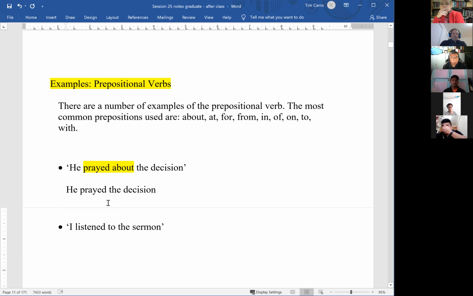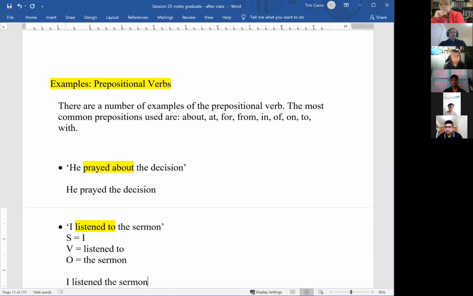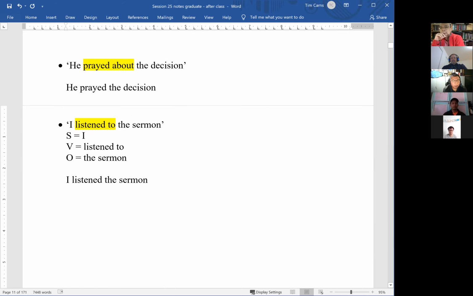Okay, again, the prepositional verb here is listen to. He's not just saying I listened, but I listened to the sermon, being the object. So again, the subject is I, the verb is listened to, and the object, what receives the action, is the sermon. Now a person can say I listened the sermon, and someone might have an idea what you mean, but in English, that just doesn't sound correct. It's I listened to. Jonathan, you had a question?